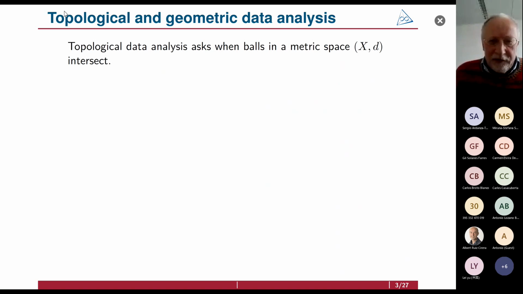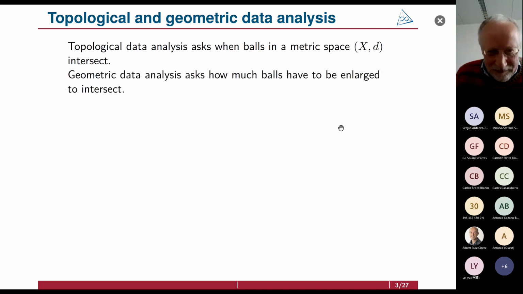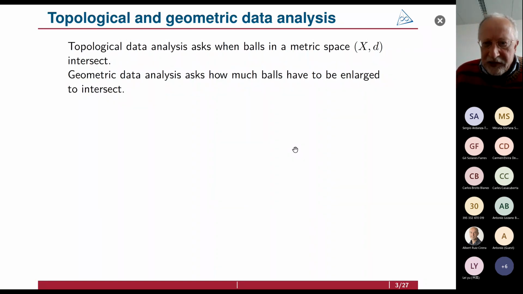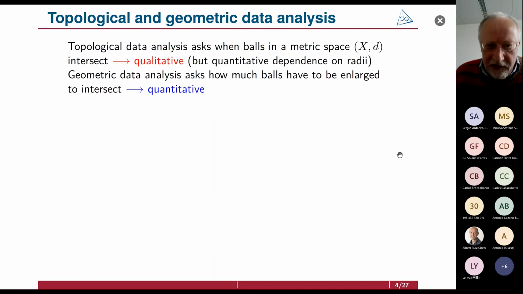So I want to make, first of all, a distinction between topological and geometric data analysis. Topological data analysis asks the question when balls in a metric space (X, d) intersect. So X is the space and d is the metric there. And as you know, in TDA, you ask when the balls intersect. Now, in geometry, you ask a more refined question, namely how much balls have to be enlarged in order to intersect, and that will be an important theme.